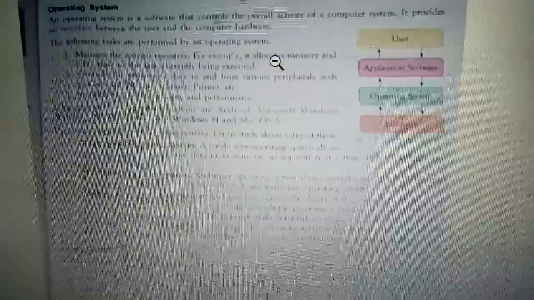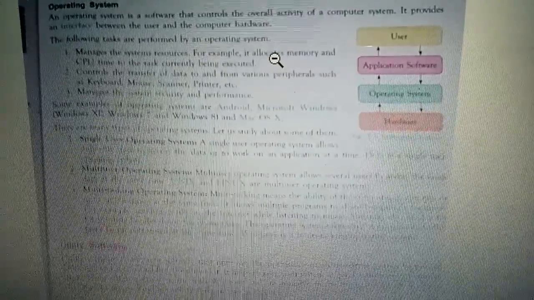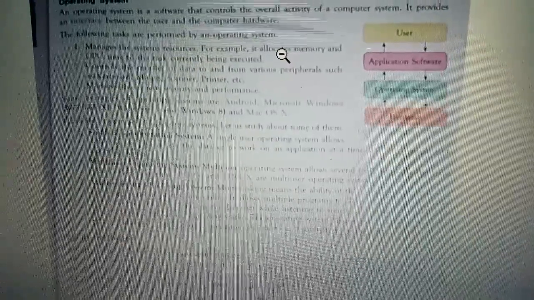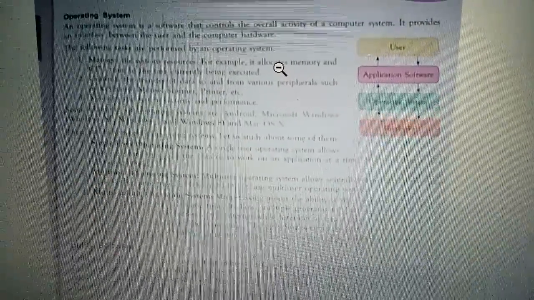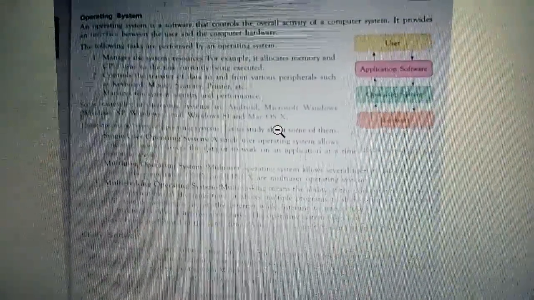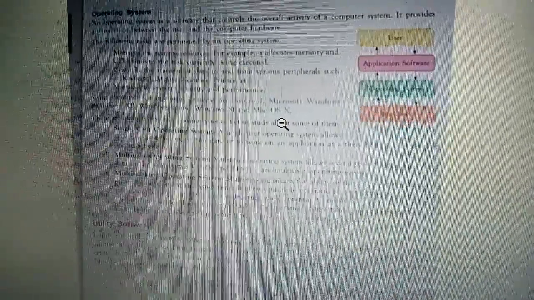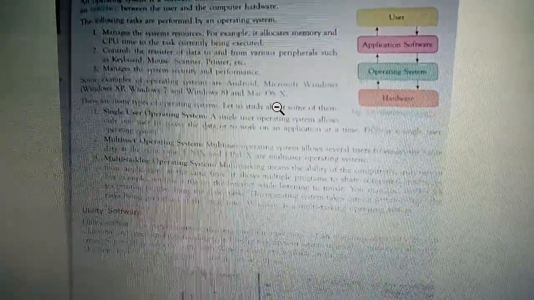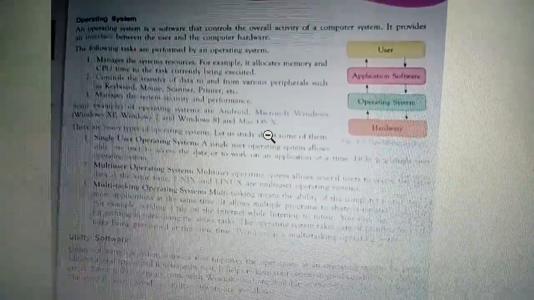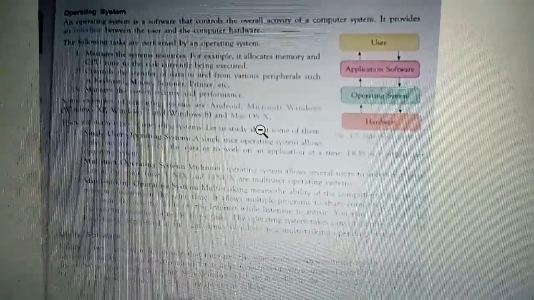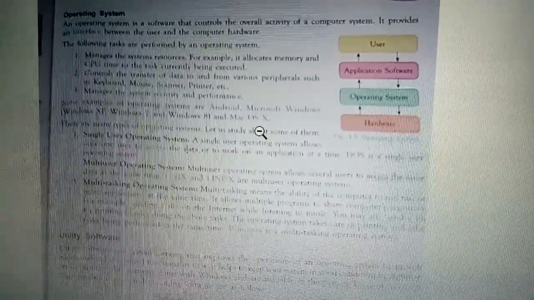Now the following tasks are performed by an operating system. Whatever the operating system can do: number one, manages the system resources. For example, it allocates memory and CPU time to the task currently being executed. Okay, it manages the time of CPU and allocates memory and CPU time to the task currently being executed.